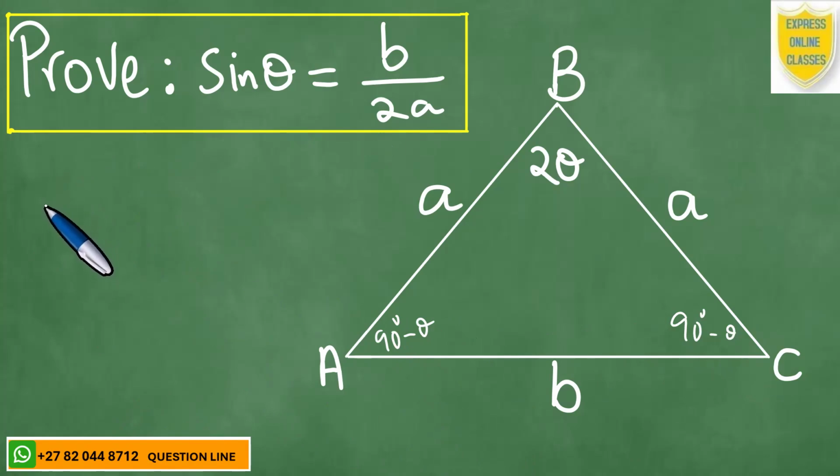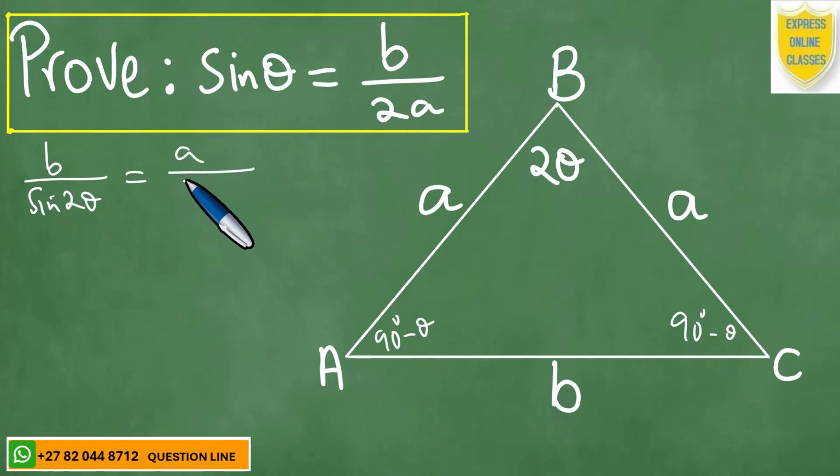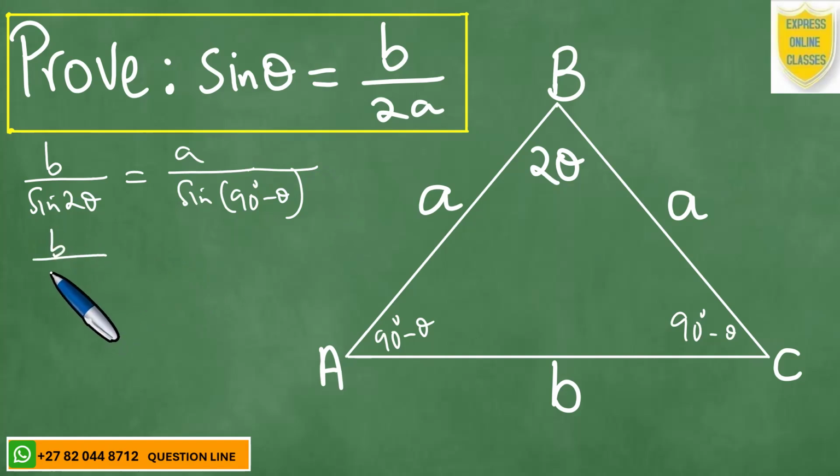And so now at this point, we can say in this particular triangle, we have b divided by the sine of 2 theta, which is a divided by the sine of 90 degrees minus theta. And so this is the same as what exactly? It is b divided by the sine of 2 theta, which is a divided by the cosine of theta, because the sine of 90 degrees minus theta reduces to this in terms of reduction formulae.